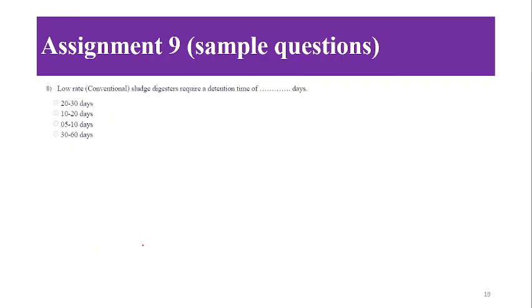Next question, low rate conventional sludge digesters require a retention time of. So low rate conventional sludge digesters will have a very high retention time, and it can lead to up to 30 to 60 days. So the correct answer here will be 30 to 60 days.